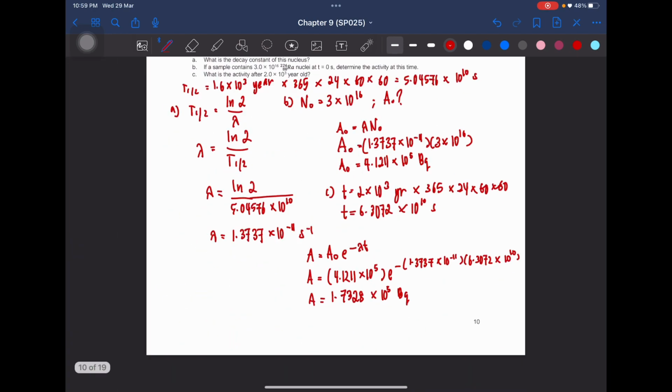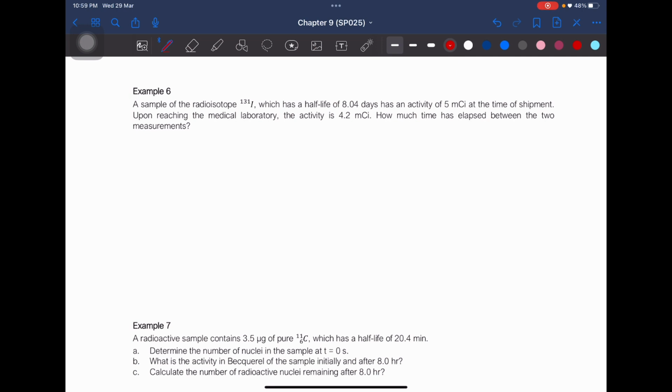Now let's look at example 6. We have a sample of radioisotope which has a half-life of 8.04 days. I'm going to convert it into seconds, I prefer to do it in seconds. Did the question ask for it in days or something? No, it didn't. So this is 8.04 days, 1 day is 24 hours, times 60, times 60. So I calculate 8.04 times 24 times 60 times 60, and you will get 694,656 seconds. Then it asks how much time has elapsed between the two measurements.